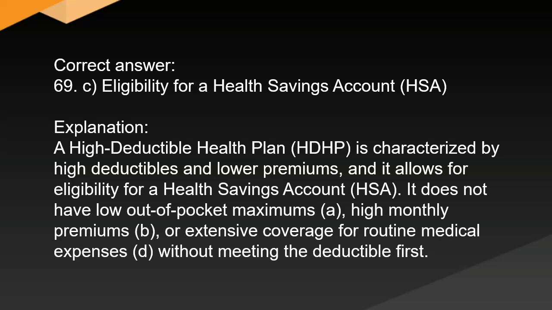Correct answer: C. Eligibility for a health savings account, HSA. Explanation: A high deductible health plan, HDHP, is characterized by high deductibles and lower premiums, and it allows for eligibility for a health savings account, HSA. It does not have low out-of-pocket maximums, A, high monthly premiums, B, or extensive coverage for routine medical expenses, D, without meeting the deductible first.